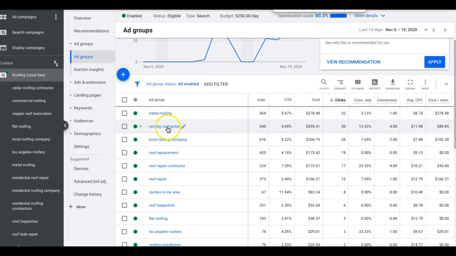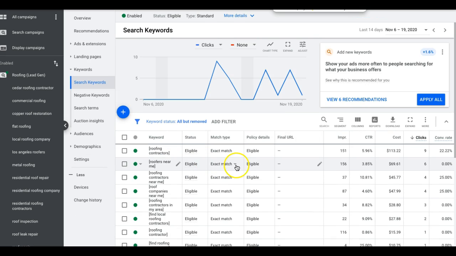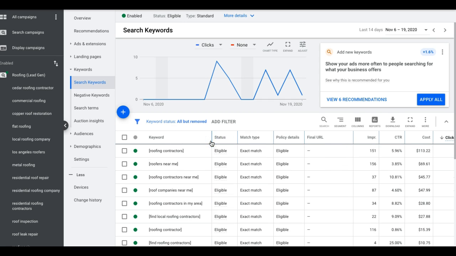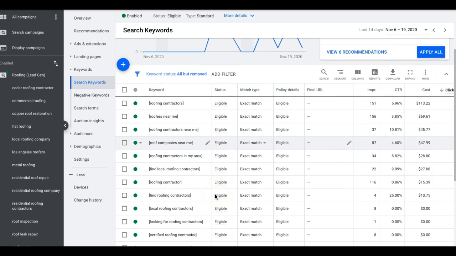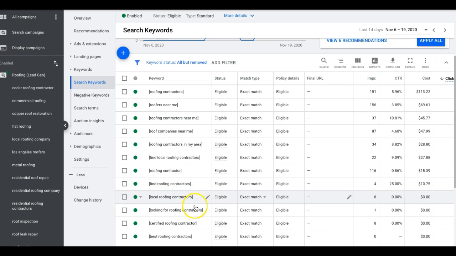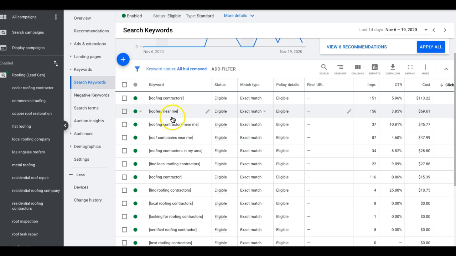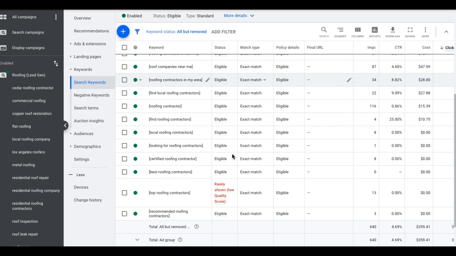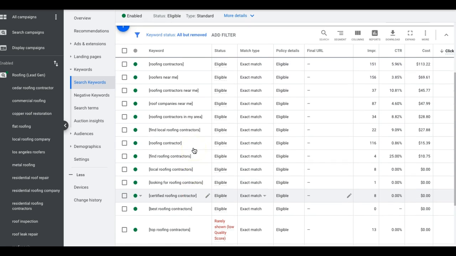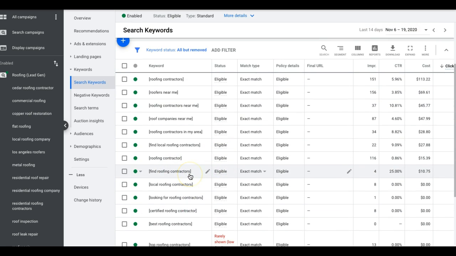If you go into roofing contractor and look at the keywords we're going after, these are legit keywords. Roofing contractors, roofers near me, roofing contractors, companies, contractors. It's majority contractor type keywords. I have mixed in a few other keywords that we're converting from this ad group, so that's why it's not totally all about contractors. But you can see they're all really good keywords: find roofing contractors, roofing contractor, find local roofing contractors. And we just keep it tightly themed, and that's how we do it.